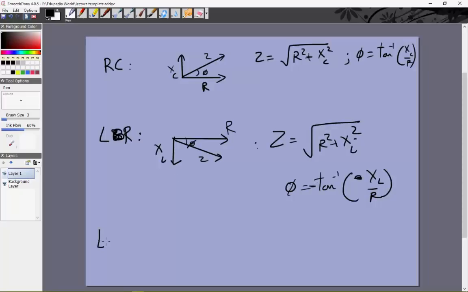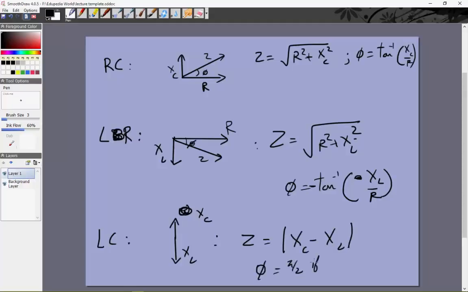Finally, what happens with an LC circuit? LC circuit is easy enough. This is XC, this is XL. We'll just add them up. So Z will be equal to XC minus XL or XL minus XC, whichever is greater. So I'm going to use the magnitude XC minus XL, and phi will be equal to pi by 2 if XC is greater than XL, and minus pi by 2 if XC is less than XL. I apologize, my C and X's are looking somewhat similar. Right, so that's it. All you need to do is add the vector reactances.